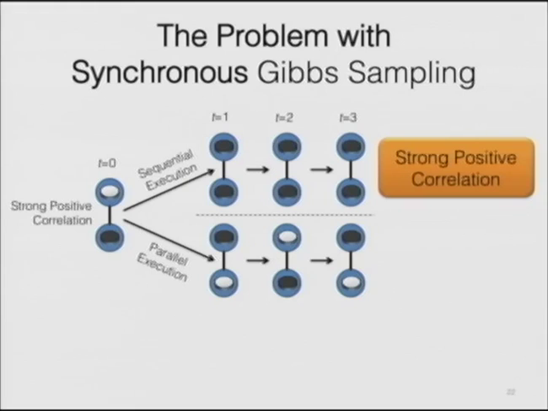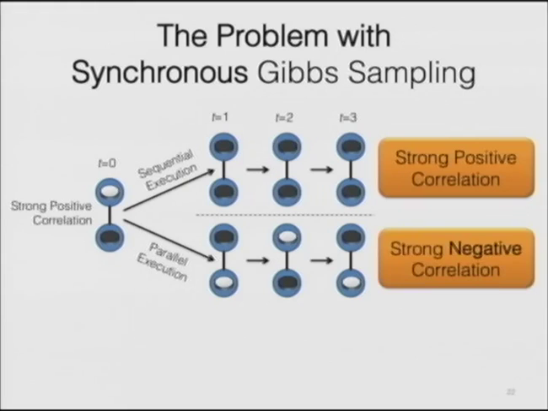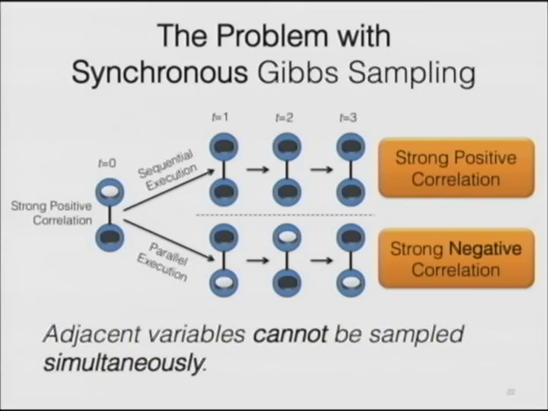But the bottom chain has actually the very opposite, strong negative correlation. So it's showing the opposite of what my model is trying to encode. So this is a very simple example of just two variables, and this problem actually can grow to larger models. So essentially, adjacent variables cannot be sampled simultaneously. But of course, this is a pretty well-known result.